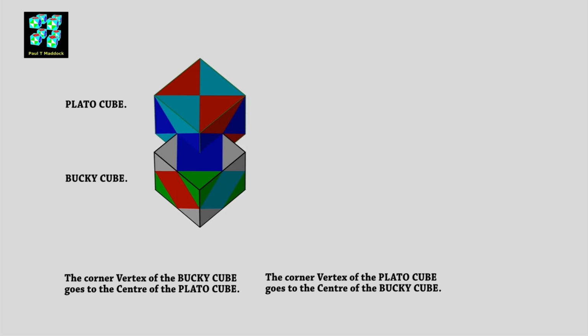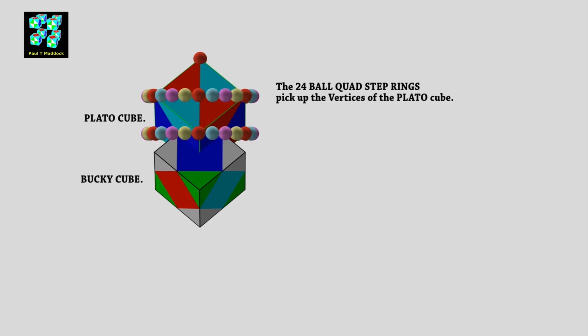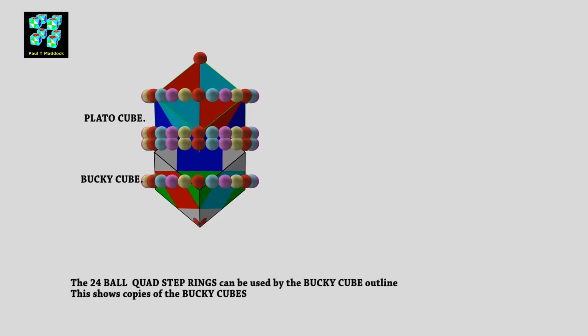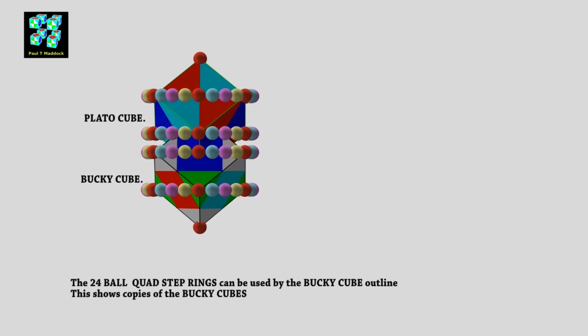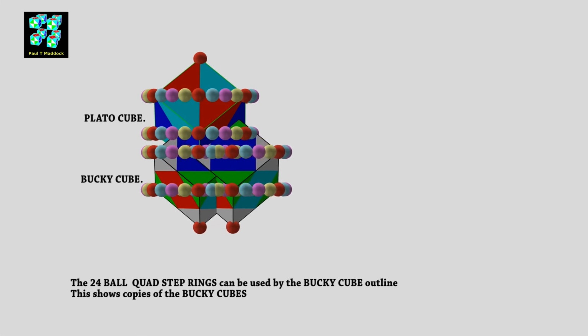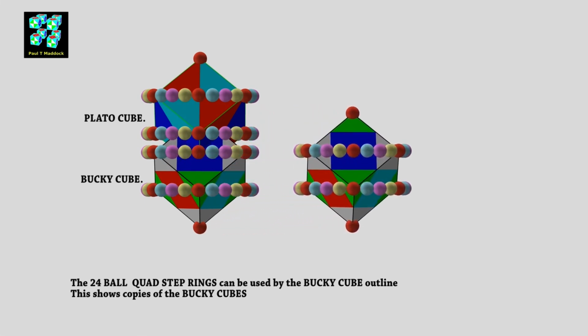Now I'm going to show you 2 24-ball quad step rings around the vertices of the Plato cube. Now if you look, the cube outline of the Plato and the Bucky cube are the same. So we can copy the 24-ball quad step rings from the Plato cube to the Bucky cube. Okay, I'll make a copy of that Bucky cube and move it apart.